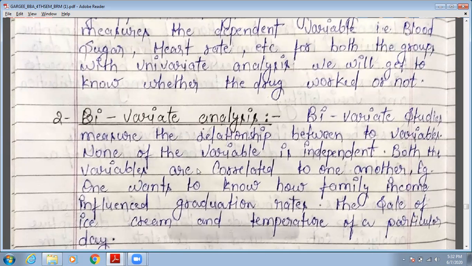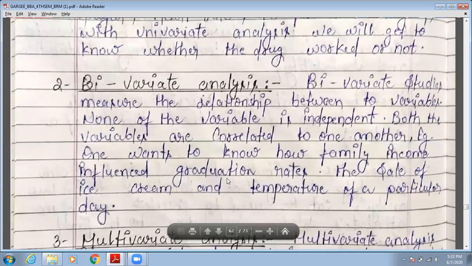For example, one wants to know how family income influences graduation rates. Then the sale of ice cream and the temperature of a particular day. The next example is what is the relation between ice cream and temperature on a particular day. Okay, in that kind of cases you will use the bivariate analysis.